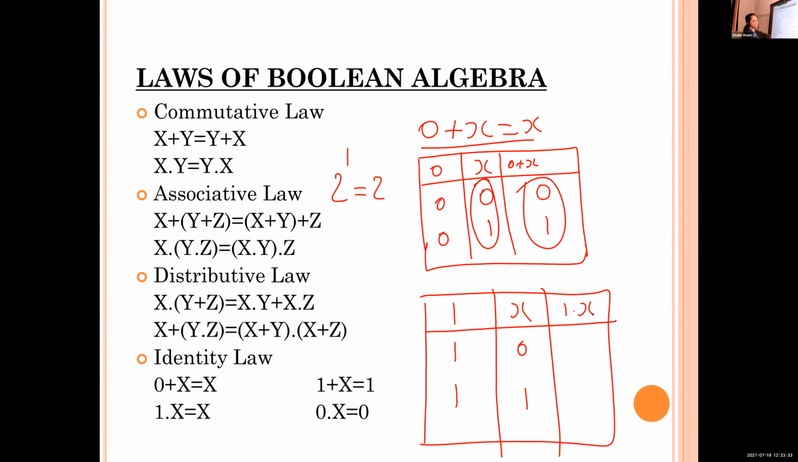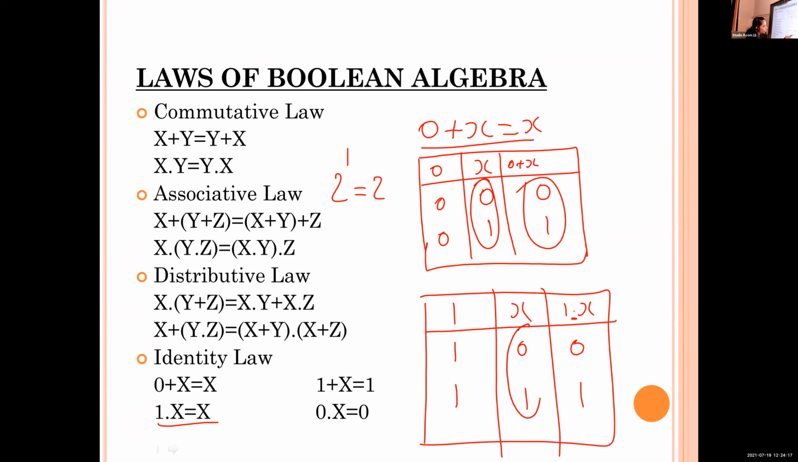Anyone? I want to call your name, then only you respond. Alan, 1 into x, what is the result? 1 into 0. Yes, Alan. 1 into 0 is 0. Then what about 1 into 1? It is 1. So 1 into x is x.